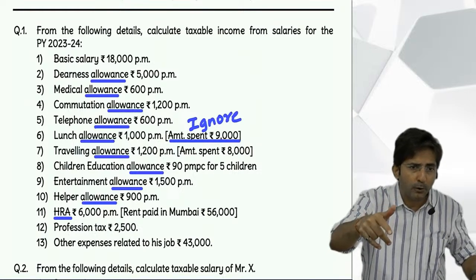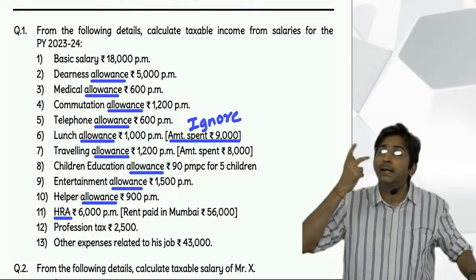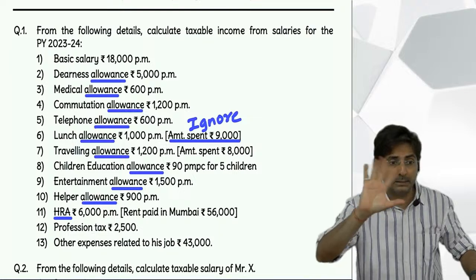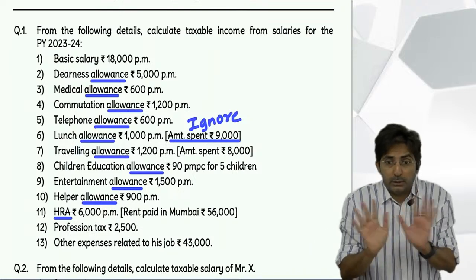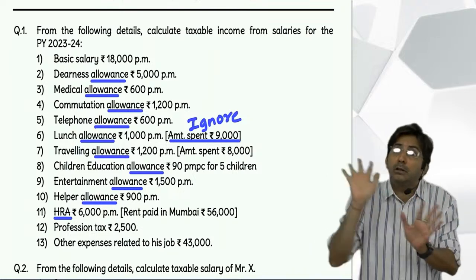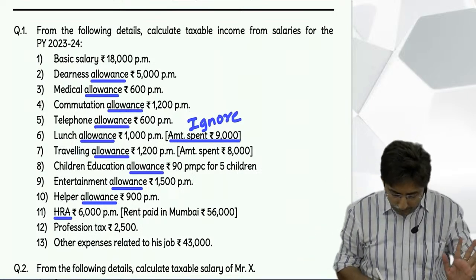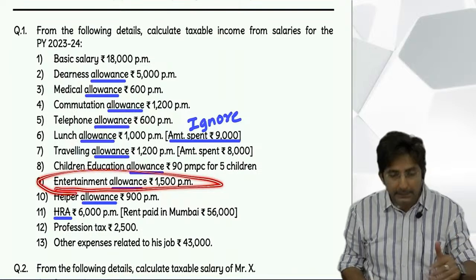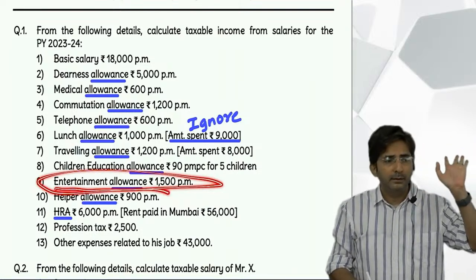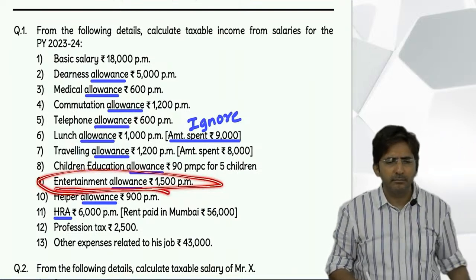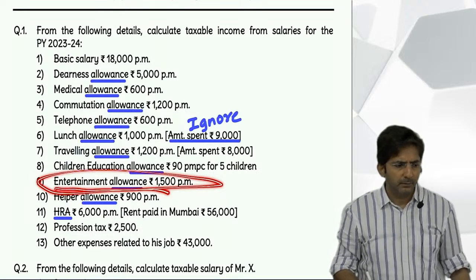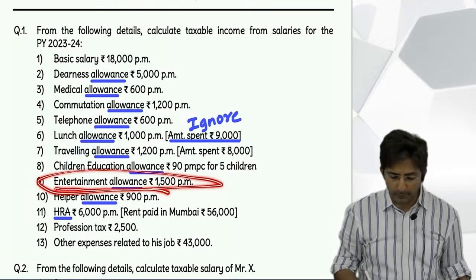By the way, do you remember the formula? 1/5 of basic salary, actual, and 5000, whichever is less. But in this question we will not use that formula. That is only for a government employee. Your entertainment allowance as an item you will write in the outer column. And then forget it, our job is done. Fully taxable, because he is not a government employee.